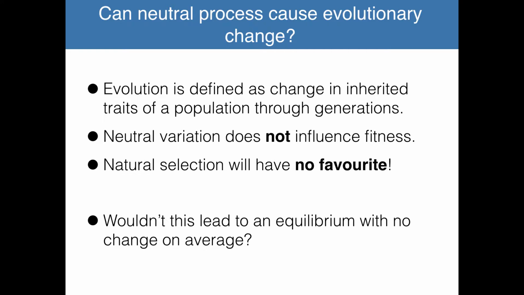So if these processes are random, can they cause evolutionary change? Like I just said, evolution is simply defined as a change in inherited traits or gene frequencies in populations through time. So although neutral variation doesn't influence fitness, it won't have a favourite, it can change through time.